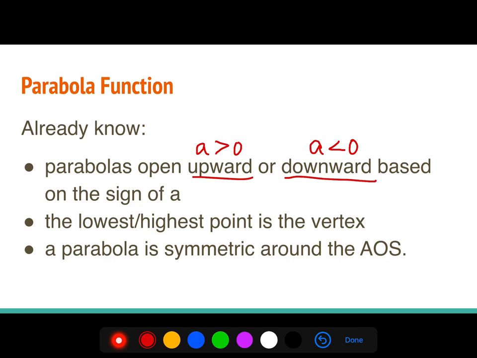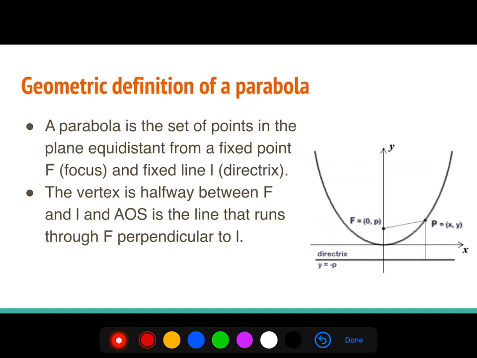We already know about parabolas, that the a in front of the x squared, if it's positive, we know that it opens upward. So if a is positive, our little parabola is like a happy face. We know if a is negative, it opens downward like a sad face. We also know that the highest or lowest point, the min or max, is the vertex, and our parabola, it's U-shaped, is going to be symmetric around the axis of symmetry.